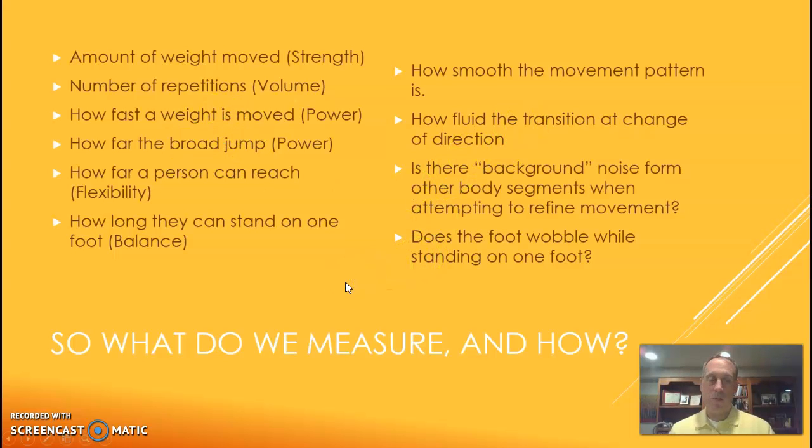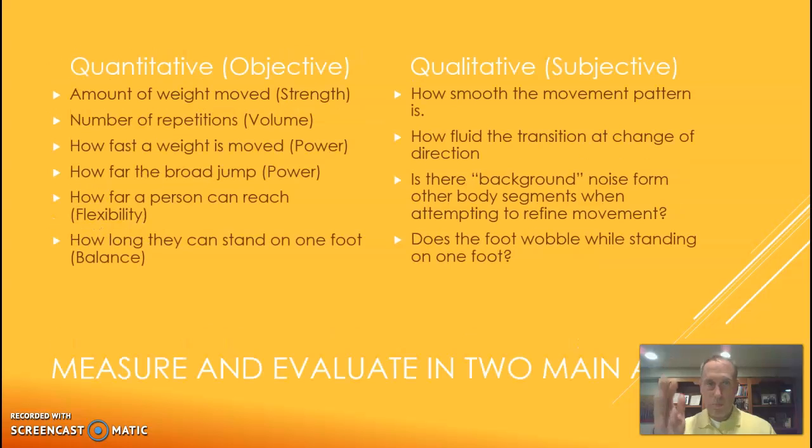If we were to qualify them and put them in groups, you'd have on the one side a quantitative side. How much weight is moved? How many repetitions? How fast was it moved? These are things that are quantifiable, things that you can actually count and measure. They are very objective. They have an absolute. You either do this or you don't. You either jump this high or you don't. You either move this amount of weight or you don't.